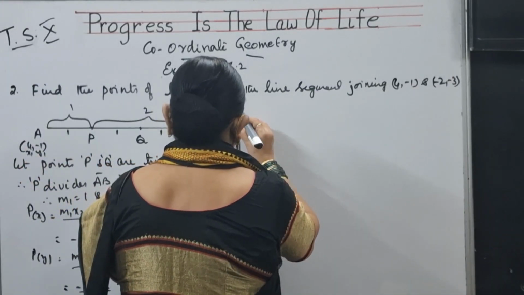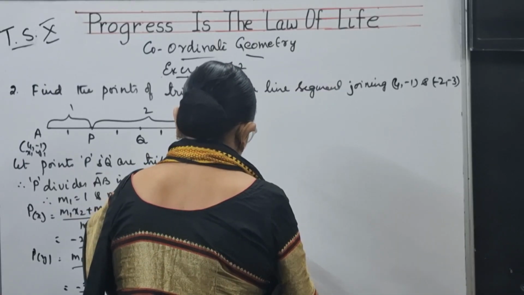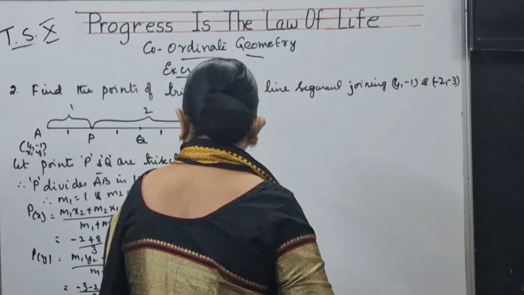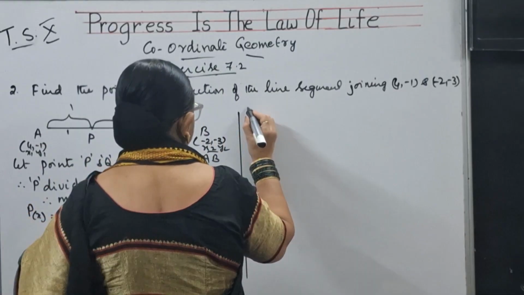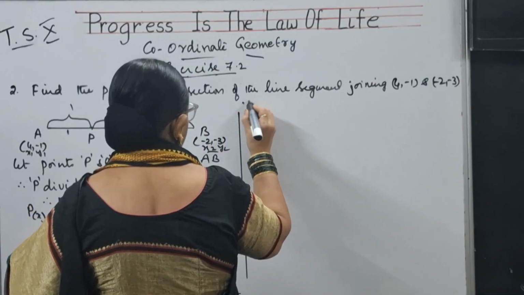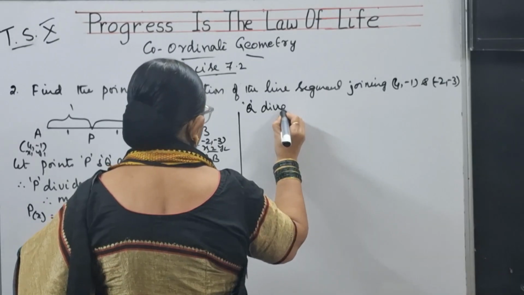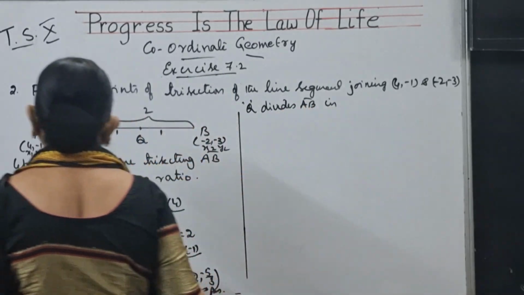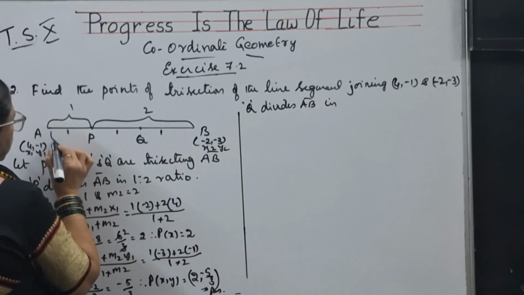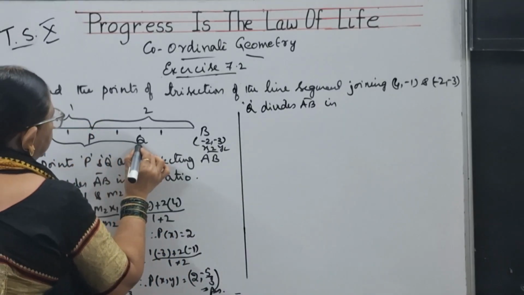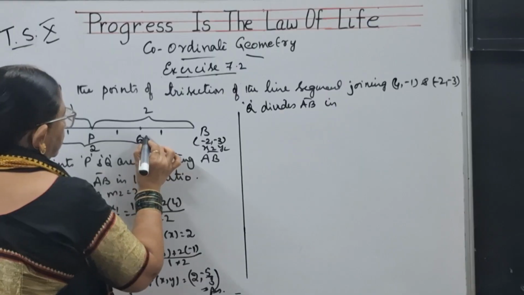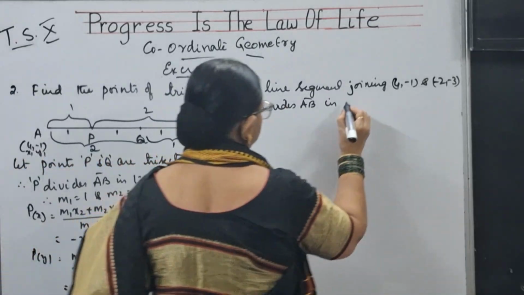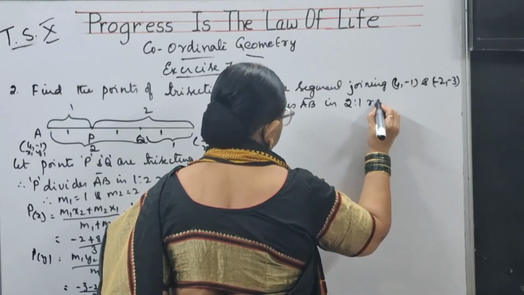Now let us go for Q. Q of x, Q of y. So Q divides AB in, let us see, from here to here 2. From here to here it is 1. So Q divides AB in 2:1 ratio.